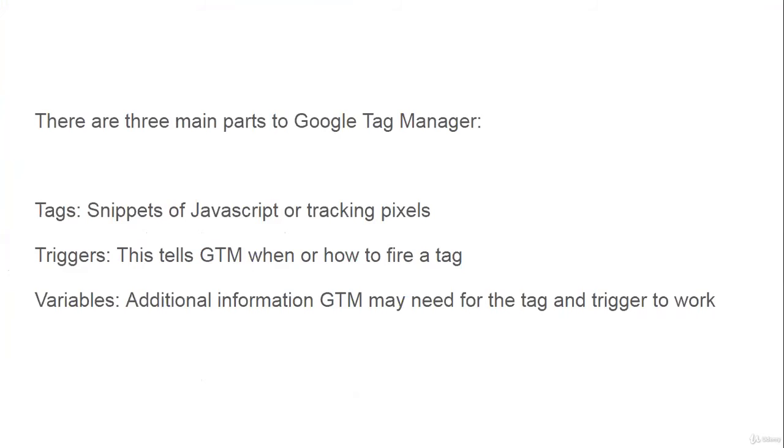Now, there are three main parts to Google Tag Manager. The first is the tags, second is the triggers, and third is the variables. So tags are basically snippets of JavaScript or tracking pixels. Triggers basically tell Google Tag Manager when to fire a tag or how to fire a tag. And variables are additional information Google Tag Manager may need for the tag and trigger to work.